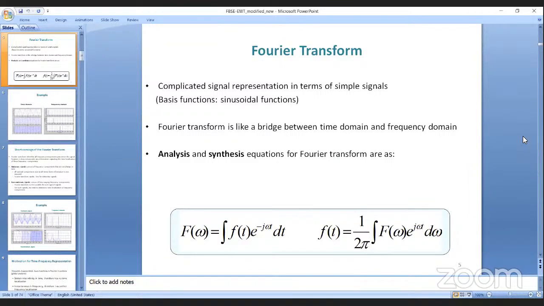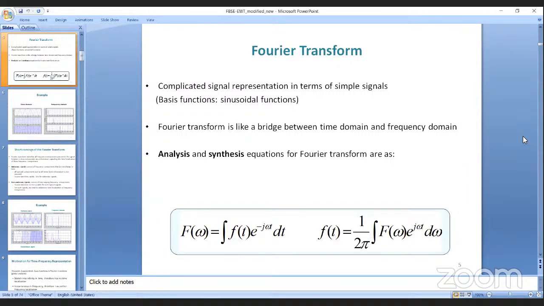And we have seen the Fourier transform is like a bridge between the time domain and the frequency domain. The time domain tells us the different values of the signal at different points of time. The frequency domain tells us what the different frequencies present in the signal are. This information can be obtained from the frequency domain. The time domain to frequency domain mapping is obtained by the analysis process, and the frequency domain to time domain mapping is obtained with the help of the synthesis process.